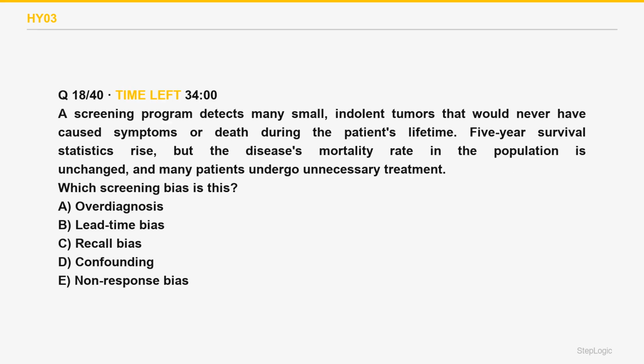Which screening bias is this? A screening program detects many small, indolent tumors that would never have caused symptoms or death during the patient's lifetime. Five-year survival statistics rise, but the disease's mortality rate in the population is unchanged, and many patients undergo unnecessary treatment. Read the command: the bias from detecting harmless disease. Finding tumors that never would have mattered inflates survival but not mortality.